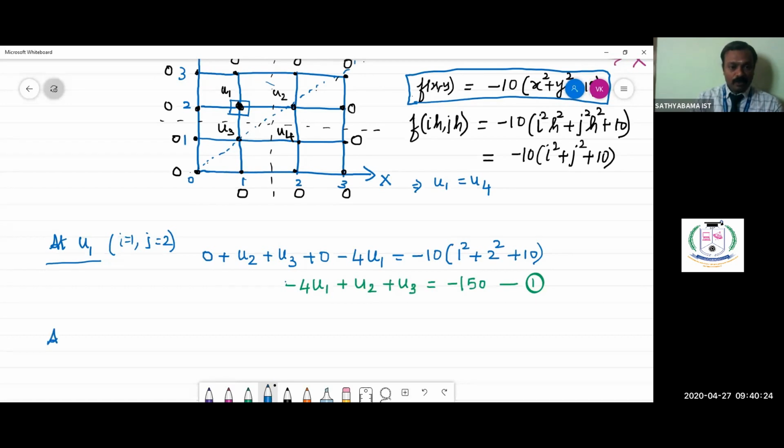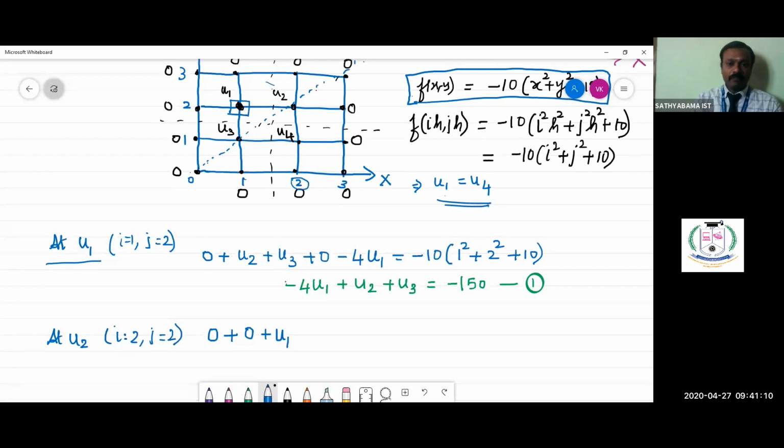Now let's move on to the mesh point U2. At U2, looking at the mesh, the value of i is 2 and the value of j is also 2. So we have i is equal to 2 and j is equal to 2. Applying the schematic representation, the value above U2 is 0, to the right of U2 is 0, below U2 it is U4, that is the same as U1, because we have seen that by symmetry U1 equals U4.